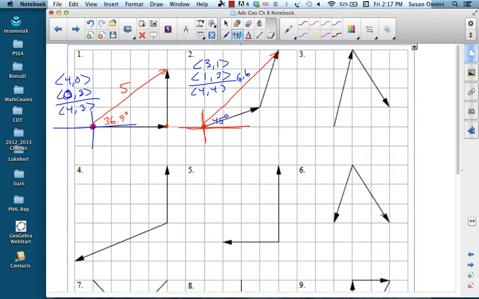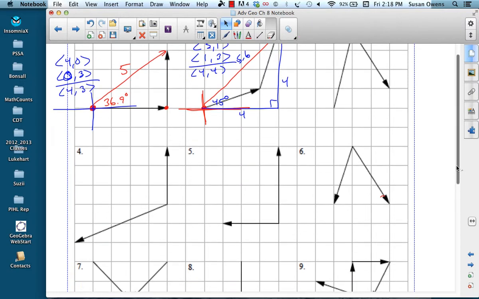Yeah. How do you know that it was just 45? Because if I go over and up, it's 4 and 4, and it's a right triangle and it's isosceles. Any isosceles right triangle is always going to be 45 degrees. I see what you're doing. But that means the whole angle is 45, not the small angle.